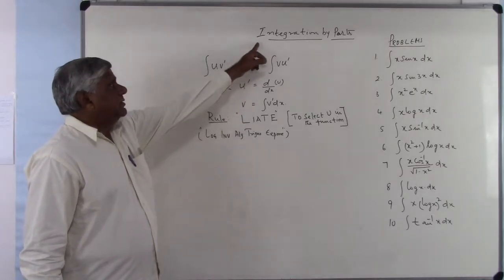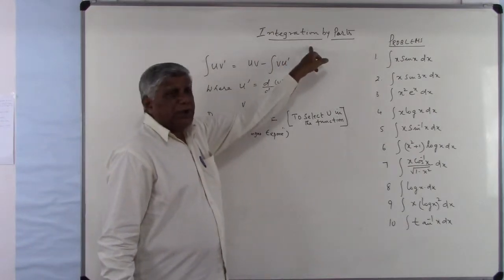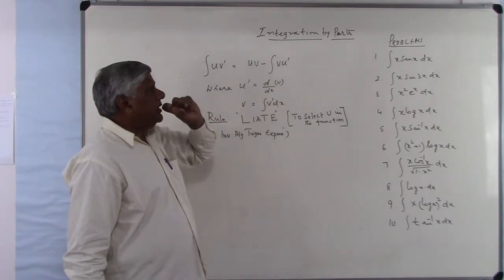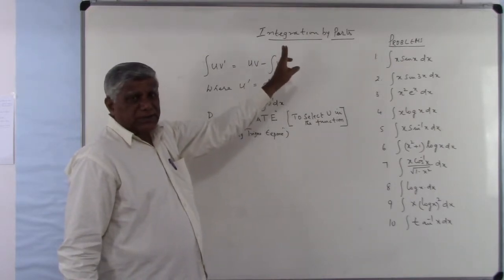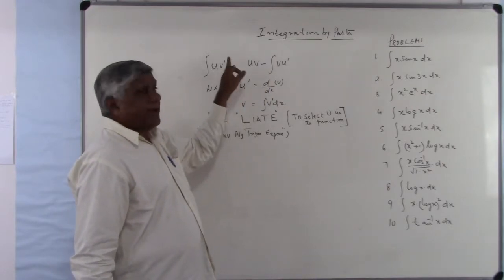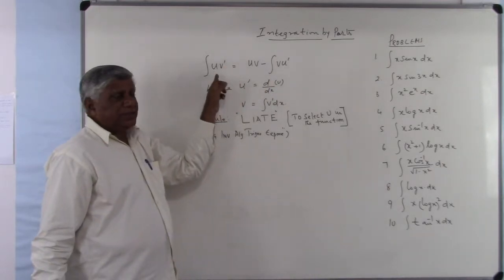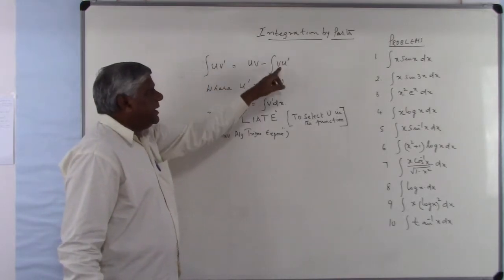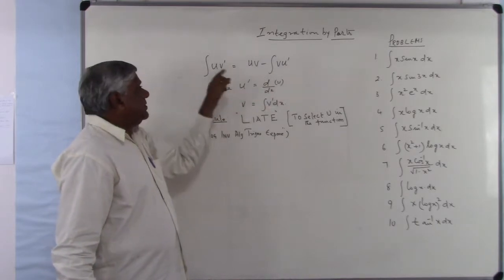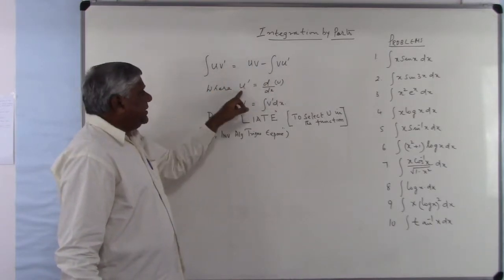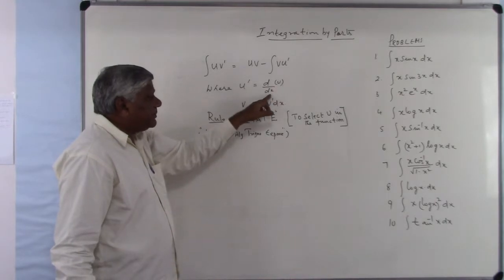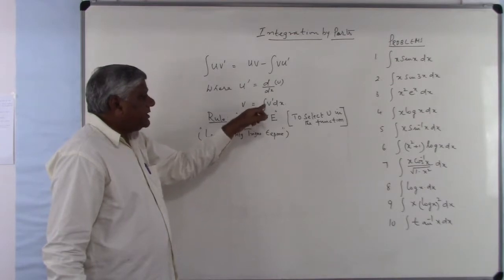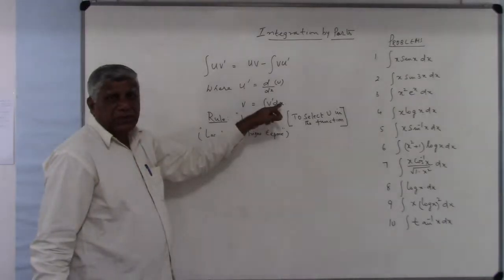No, we shall start with the new unit, integration by parts. In this we have two functions, u and v dash, which are functions of x. So integral uv dash is equal to uv minus integral vu dash. Here u dash is the differential coefficient of u with respect to x, whereas v is the integration of v dash with respect to x.